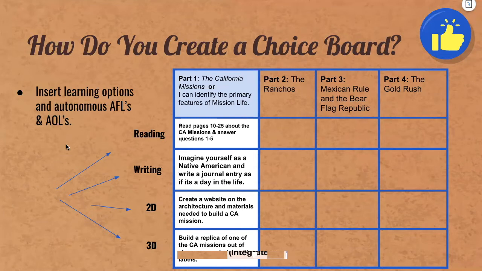that kids have. And then you want to make sure you're inserting your learning options as these AFLs or AOLs, depending on the tasks that you're asking kids to do, because they don't have to be all AFLs or all AOLs. Definitely not all AOLs.